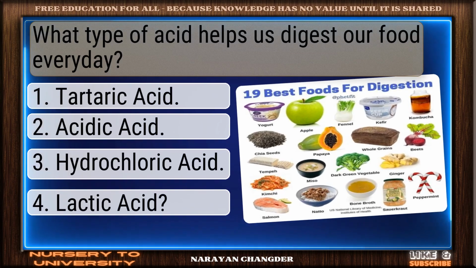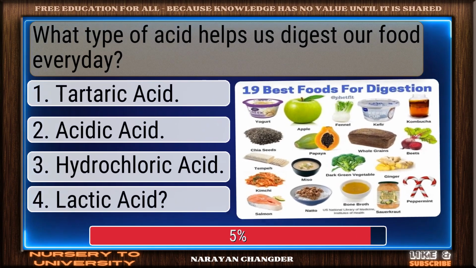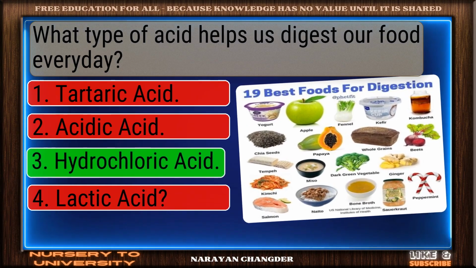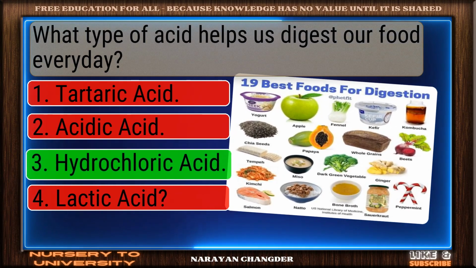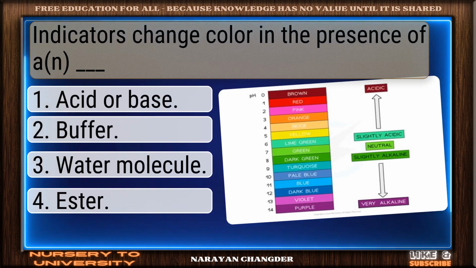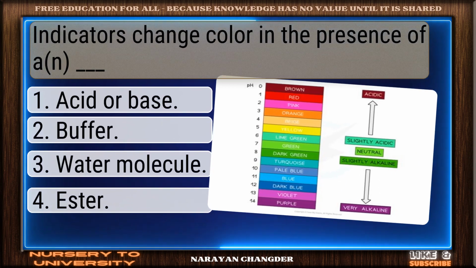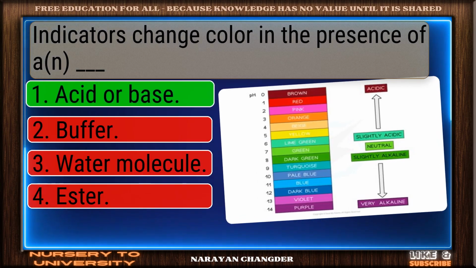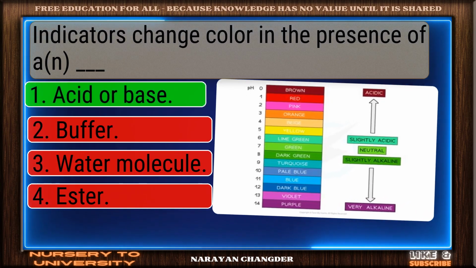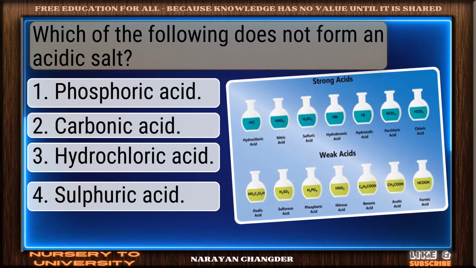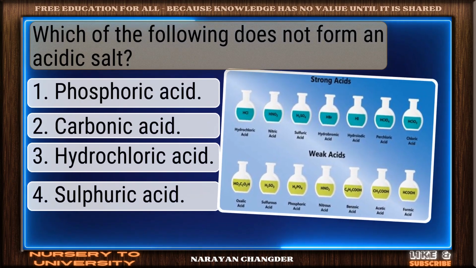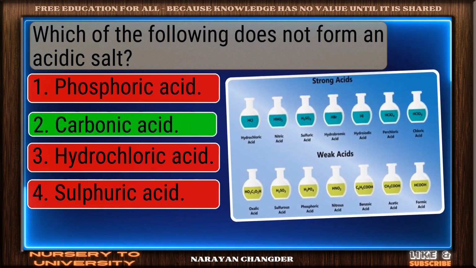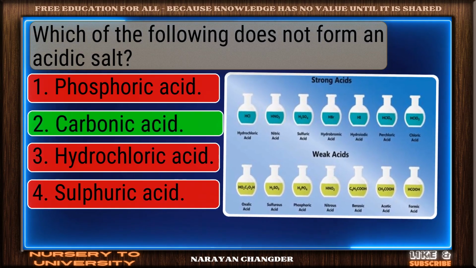What type of acid helps us digest our food every day? Well done. Hydrochloric acid is right. Indicators change color in the presence of a dash. Nice selection. Acid or base is correct. Which of the following does not form an acidic salt? Bravo. Carbonic acid is the answer.